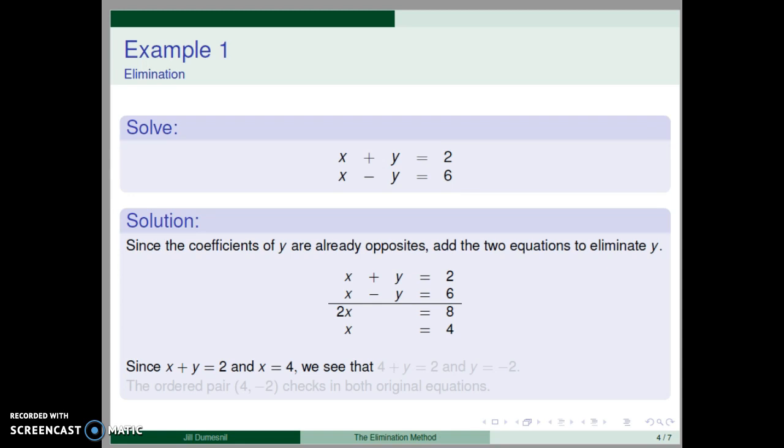Since x = 4 and x + y = 2, we see that 4 + y = 2, so y is -2. Finally, the ordered pair (4, -2) checks in both original equations.